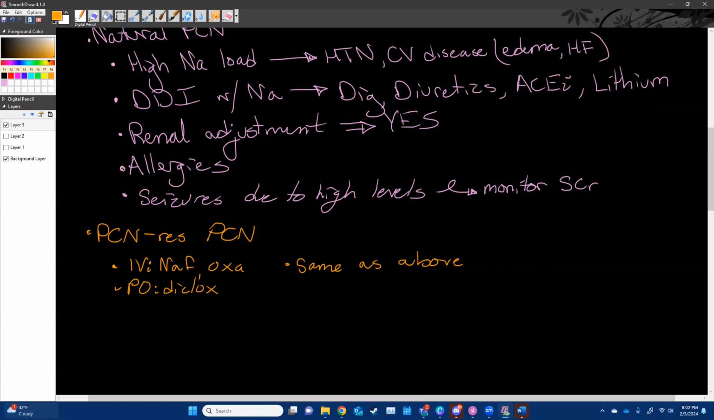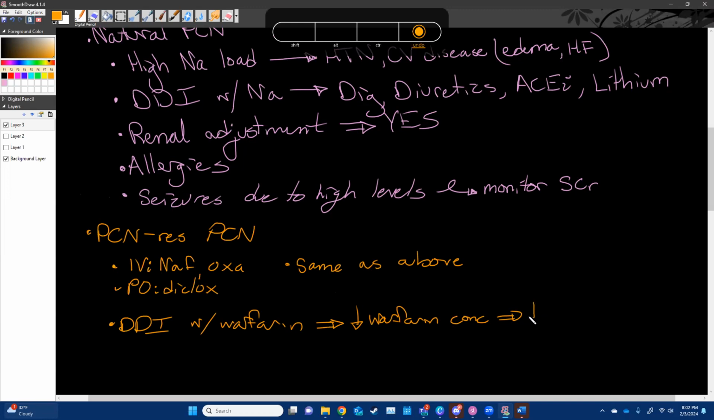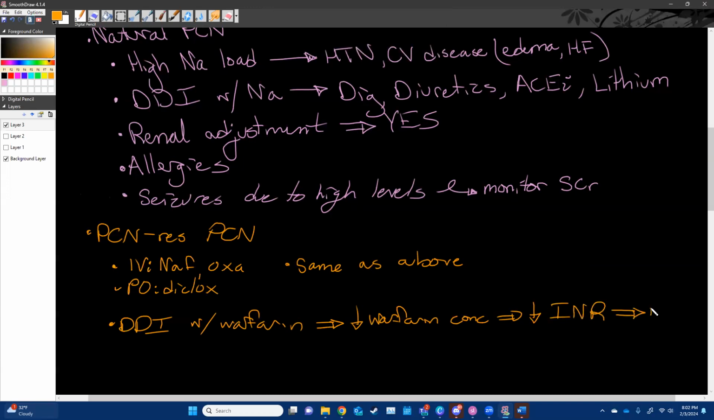Specific drug-drug interaction with warfarin. They decrease the warfarin concentration, which is going to decrease your INR, which is more clotting.